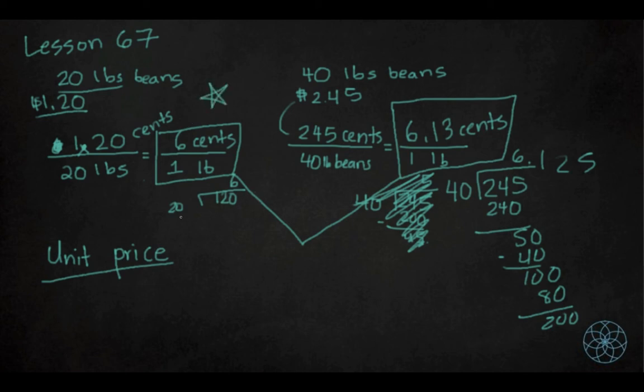But when you look at the prices, $1.20 for 20 pounds or $2.45 for 40 pounds, sometimes it's hard to think which one is the better deal, because I get more with the 40 pounds, right? But I have to pay more. So if you know how to calculate the unit price, then you can easily know which one is the better deal.